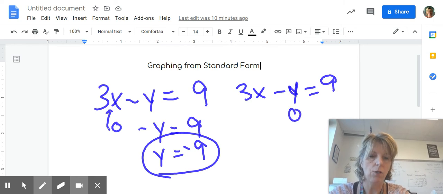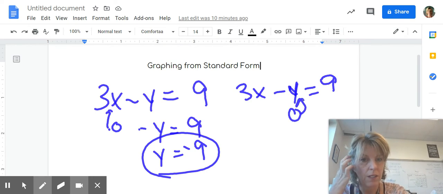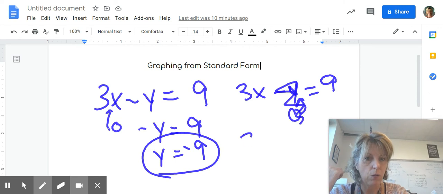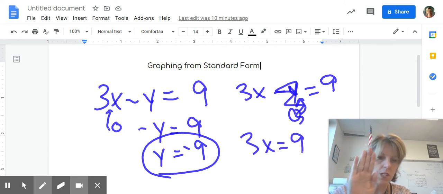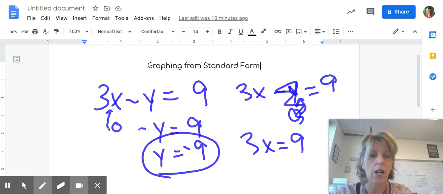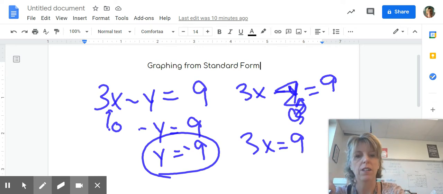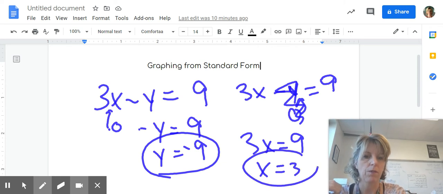Right? If y is 0, if you're putting a 0 in that value right there, it's going to cancel this all out. We're left with 3x equals 9. You can just cover up the y. If I'm solving for x, I cover up y. If I'm solving for y, I cover up x. Opposite one, this will be x equals 3.